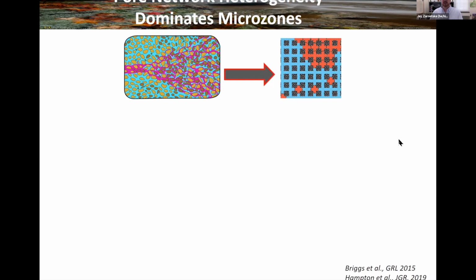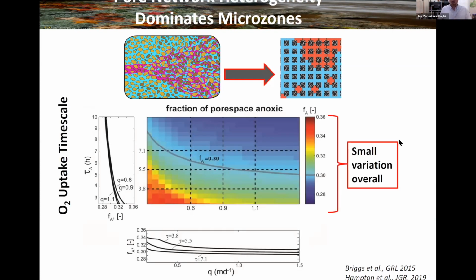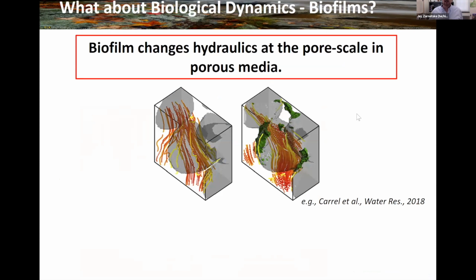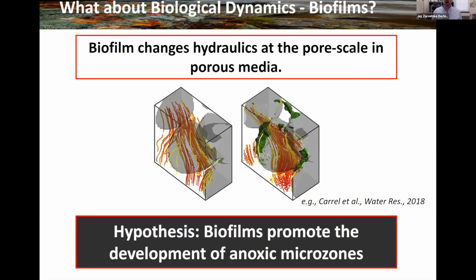And I'm going to move quickly now just to make sure I respect the time. But basically what we find is that the pore network, the physics, the intrinsic properties of the system control where microzones form. And we do get them forming everywhere. And this is a limitation. We've only been doing this with a physical explanation, and the new work we're doing has biofilms included in it. So how do microbes grow and create resources, and how does that change the flow of water? We're testing hypotheses in terms of biofilms promoting these anoxic microzones.